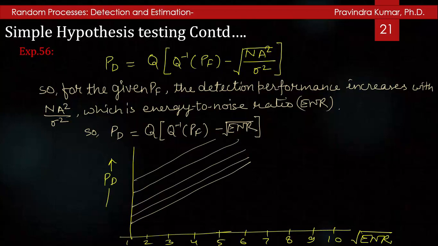And if I sketch the curve between probability of detection and the energy to noise ratio, you can see that as the energy to noise ratio increases, the probability of detection increases. And here also the probability of detection increases with increasing probability of false alarm. So we can see that the probability of detection increases with increasing energy to noise ratio, and also increases with increasing probability of false alarm.